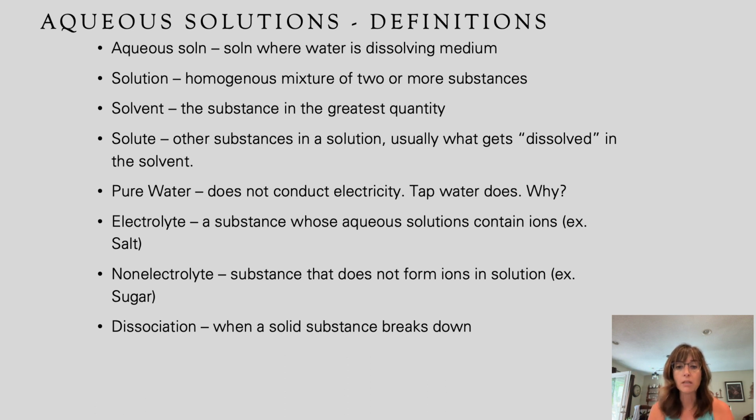Pure water does not conduct electricity. Tap water does. Why? Tap water has ions. It's the ions that conduct electricity. So an electrolyte simply means a substance whose solution contains ions. If a solution has ions, it's an electrolyte because it can move electrons. It can conduct electricity. A non-electrolyte is a substance that does not form ions. This would be like sugar. And dissociation is just a fancy way of saying it breaks down.